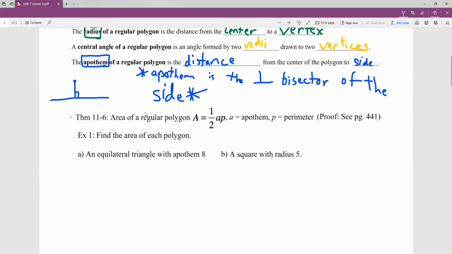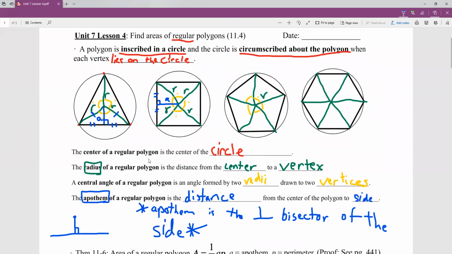All right. Next, we have the area of a regular polygon. All right, so all that vocab is out of the way. Now we know what we're talking about. As we go through, I'm going to be using these terms like the center, the radius, central angle, and apothem to explain how to find the areas of these regular polygons.